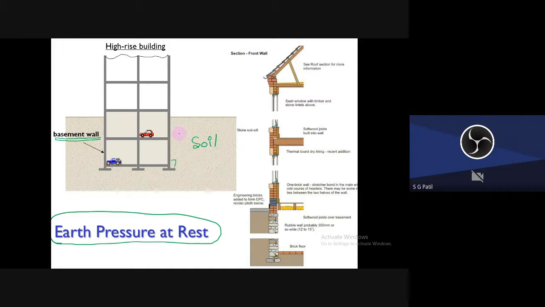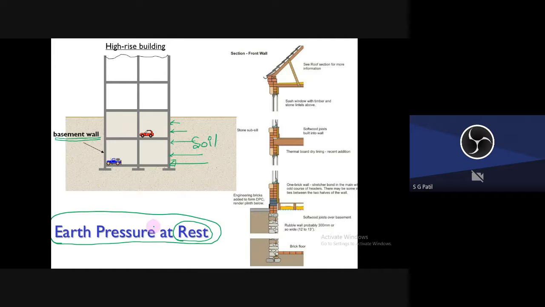And what will happen? Whatever this wall is there, this wall is subjected to some earth pressures from the soil. Whatever the surrounding soil is there, this surrounding soil will apply an earth pressure on this wall. This is the basement wall. So you have to design this basement wall for the earth pressure at rest condition.